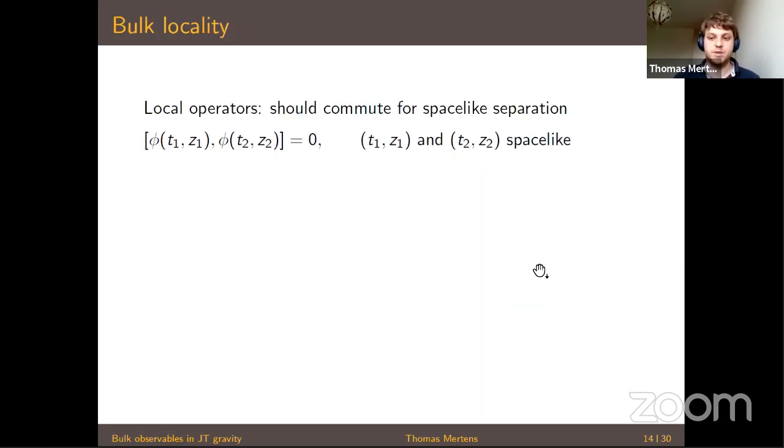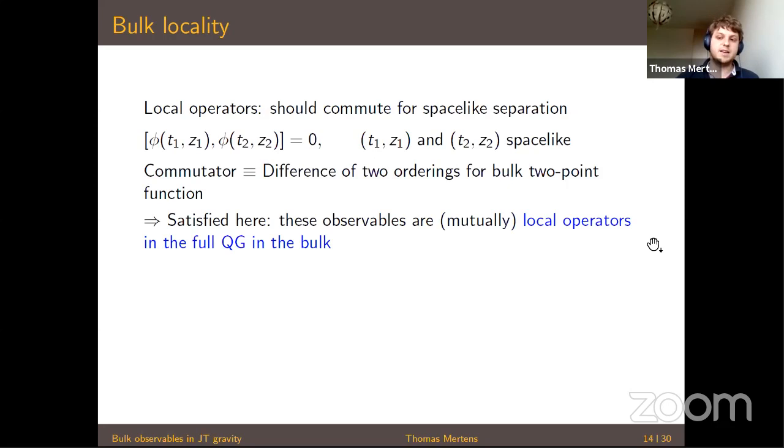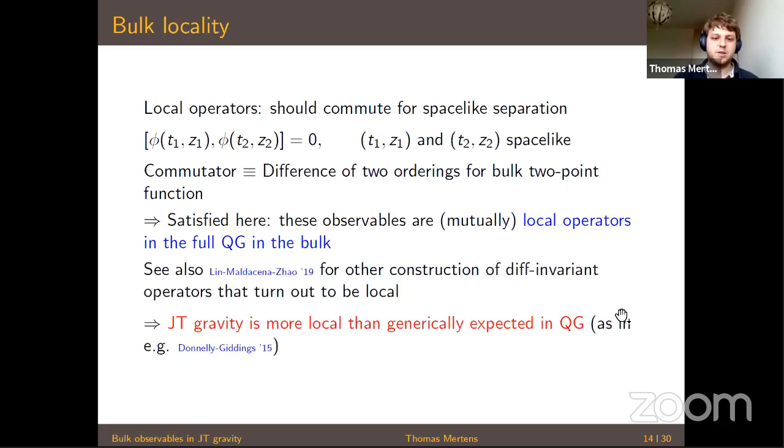Now let's try to analyze some of the physics that we have here. The first thing I want to comment on is bulk locality. I have defined my operators to be diff invariant. I didn't define them to be local, in the sense that I didn't demand that they commute at space-like separation. But because the commutator is just the difference of two orderings of the bulk 2-point functions, I can just check whether this property is true for the operators I have defined in this way. And it's satisfied. So this means that these operators are mutually local operators in the full quantum gravity in the bulk. Now, this is a bit unexpected.